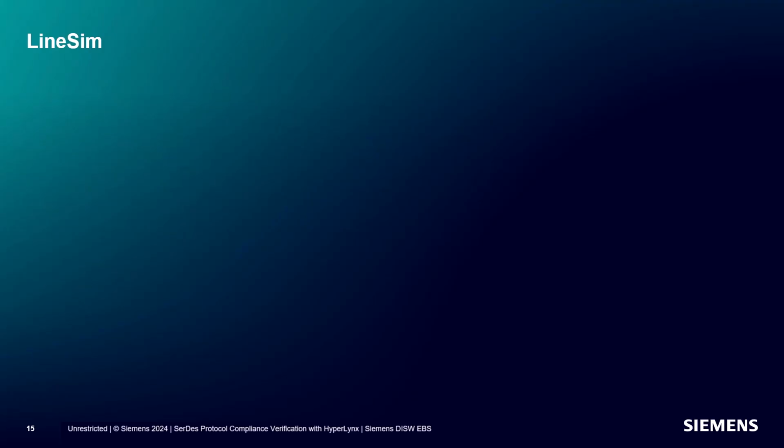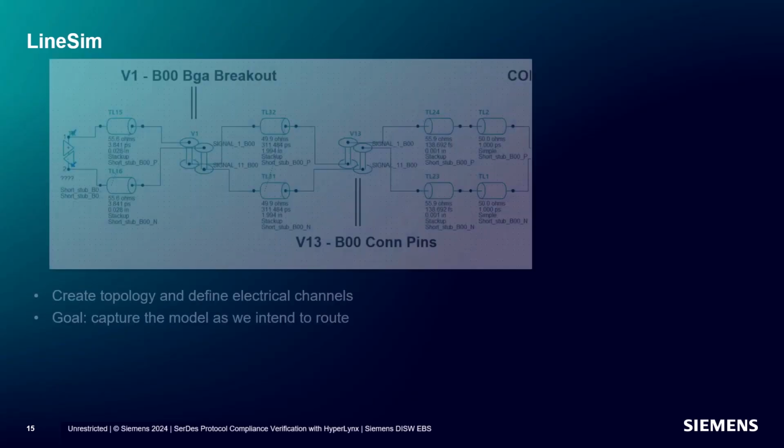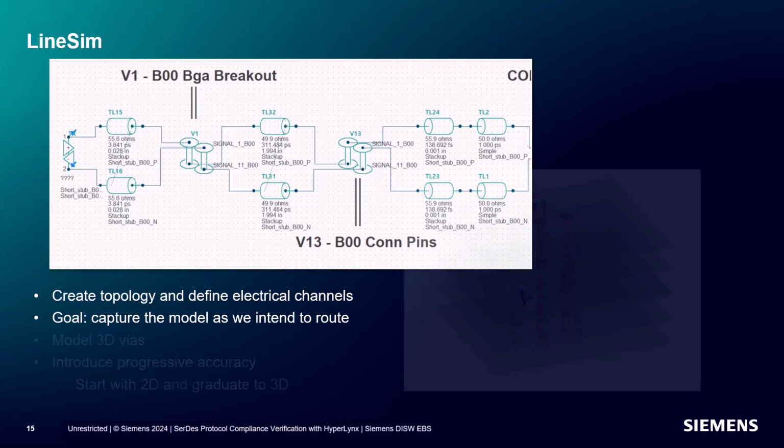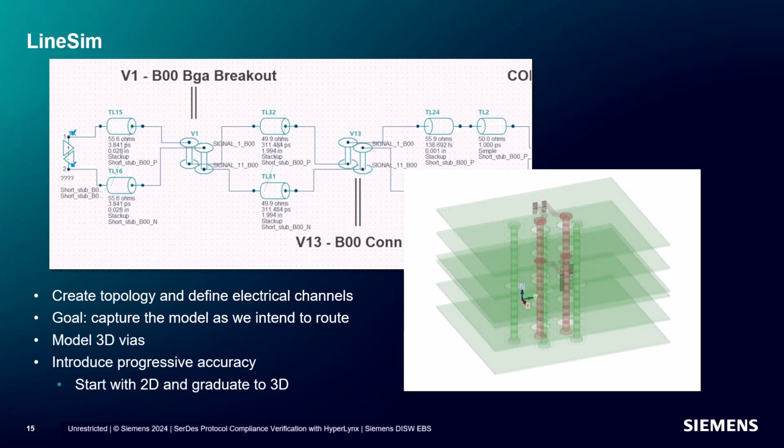Some items we need when defining our electrical channels are the schematic elements, S parameters, and a full wave solver. The goal is to capture the channel model as we intend to route it. We introduce complexity gradually into the design as we continue to simulate it in a process we call progressive accuracy. We start with 2D via models, then add 3D models of vias and breakout areas as we go. We have access to the Hyperlynx 3D field solver, which is fully integrated with LineSim.